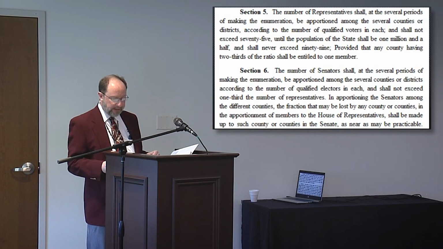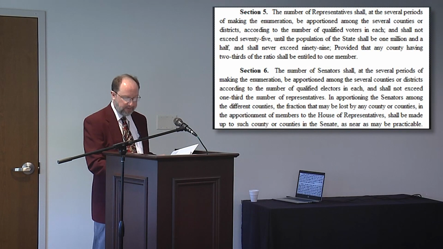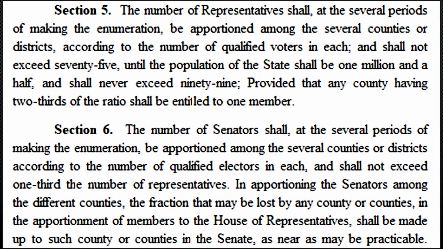The number of representatives, again, was limited to 75 until the population of the state reached 1.5 million, and then was never to exceed 99. They got rid of those extra members for the loyal Union counties in this Constitution. The number of senators was again limited to no more than 1/3 the number of representatives.